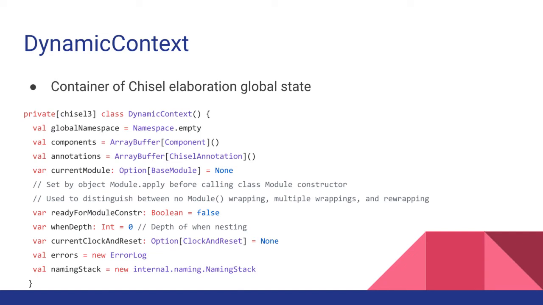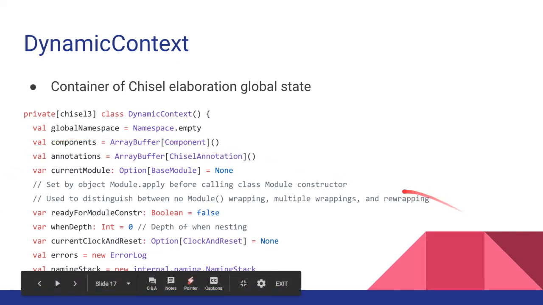An interesting one here is the ready for module construction. What this allows us to do, as most of you probably know, is that if you construct a module object, you must wrap it in Module open parentheses, close parentheses. What this lets us do is detect when people mess that up. You may have no wrapping, you may have multiple wrappings. You may have Module(Module(new MyModule)). You might also rewrap an object. So this global variable lets us figure that out.